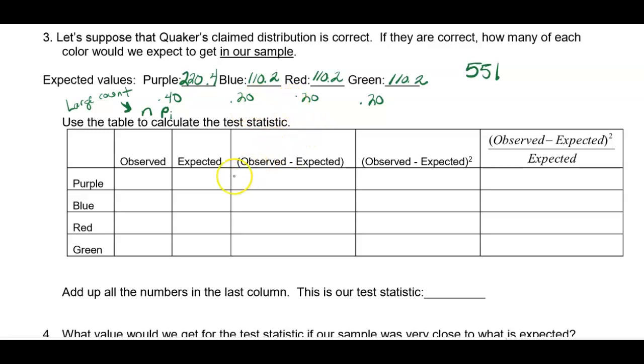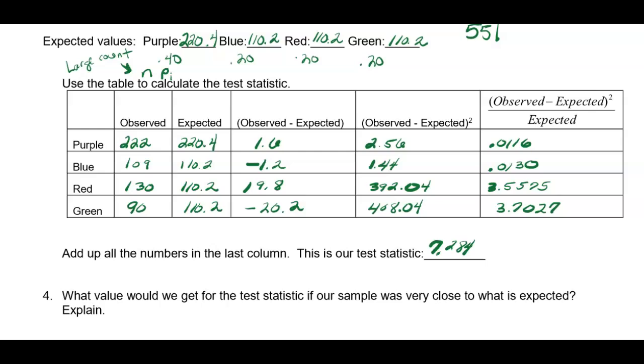So I want you to go ahead and pause the video and fill in the table and see if you can calculate all of these different rows. I'll let you check your values and see if they match what I have. You can see that I added up that last column and came up with about 7.284. You should be pretty close to that. You may be off just a little bit from rounding, or we may have rounded differently.